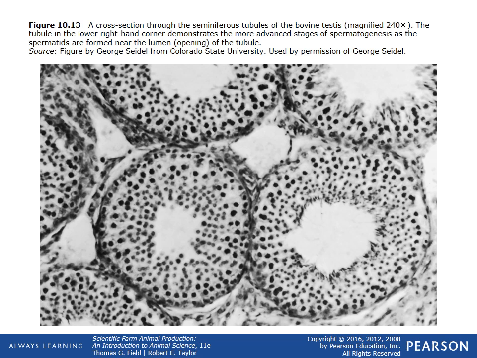Here's a cross-section of seminiferous tubules in bovine testes. It demonstrates in the lower right one that you have a lot of sperm there that are at an advanced stage of being matured and are just about ready for actual use.